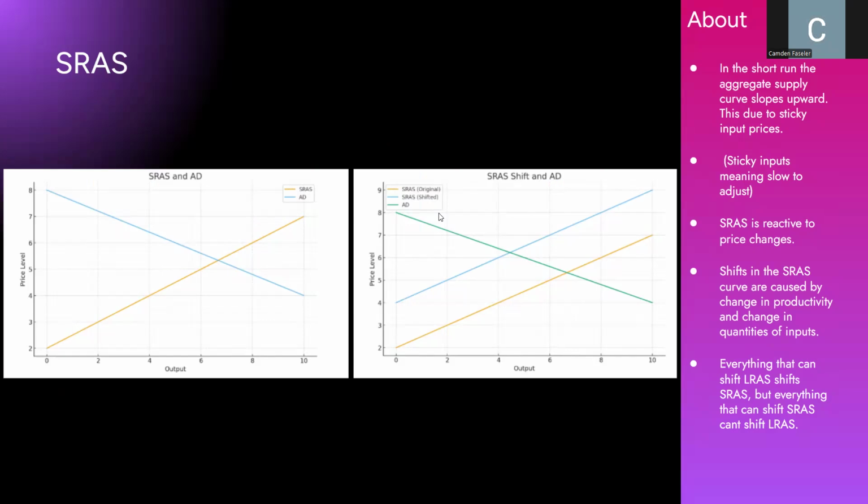In the short run, prices matter because some input prices like wages are slow to adjust. That's why the SRAS slopes upward. SRAS is more flexible in response to price changes, but also reacts to changes in the production costs.